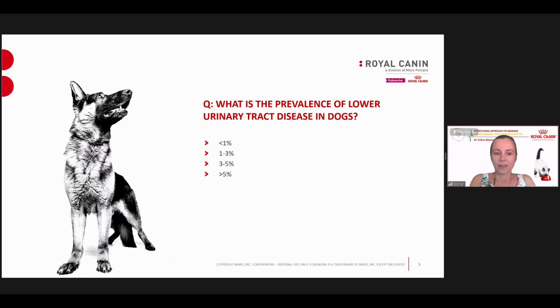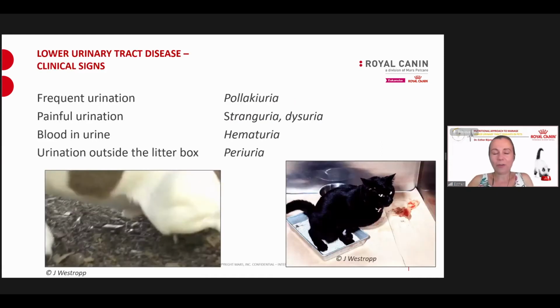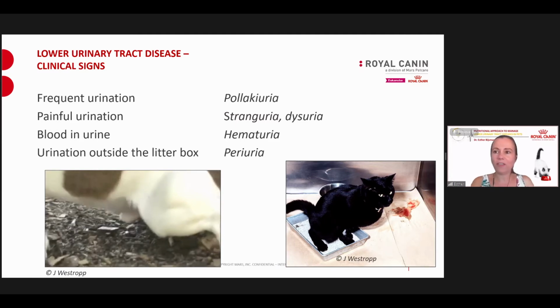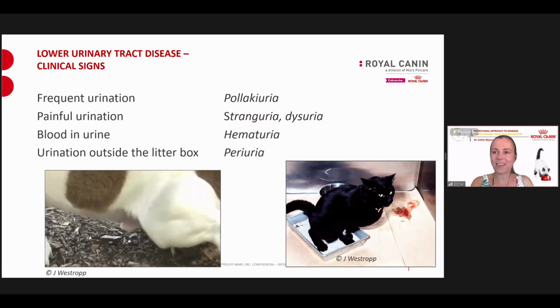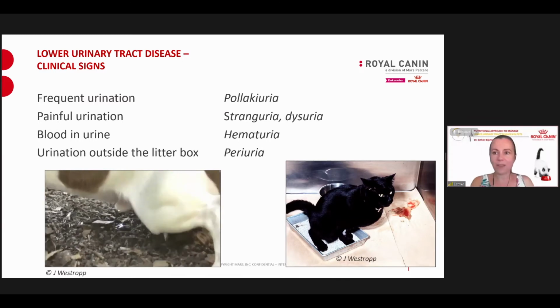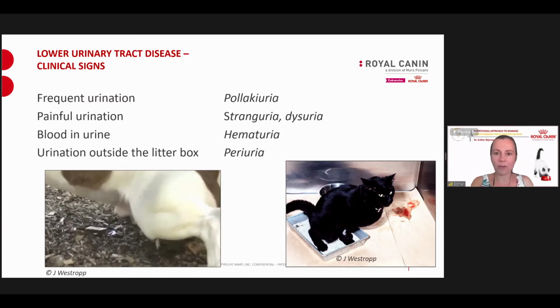So let's get over to the clinical signs. What are the clinical signs of lower urinary tract disease? Frequent urination, painful urination, blood that you can either see in the urine or microhematuria, and of course, urination outside the litter box or urination in inappropriate places. So here on the right-hand side, you can see that this cat is straining. The cat has blood next to the litter box. And on the left-hand side is a video, but we forgot to test it. Yes, you can see it here. This dog is trying to urinate, but is actually not managing to get very much urine out.